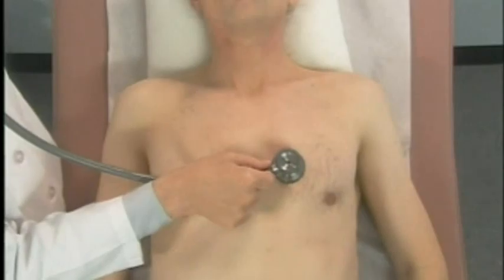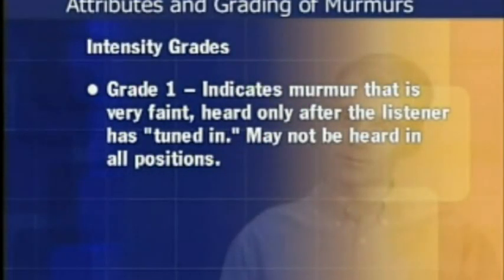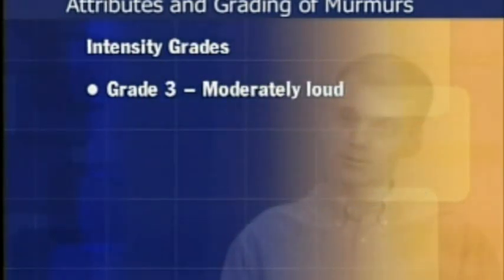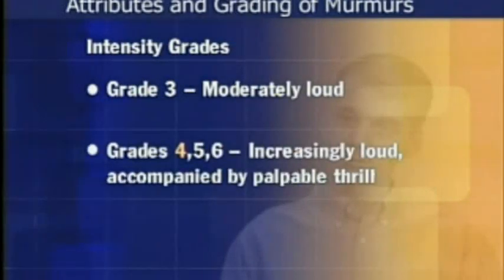Using the 6-point scale, grade 1 indicates a murmur that is very faint and heard only after the listener has tuned in. It may not be heard in all positions. A grade 2 murmur is quiet, but heard immediately after placing the stethoscope on the chest. A grade 3 murmur is moderately loud. Grades 4, 5, and 6 are increasingly loud and accompanied by a palpable thrill.